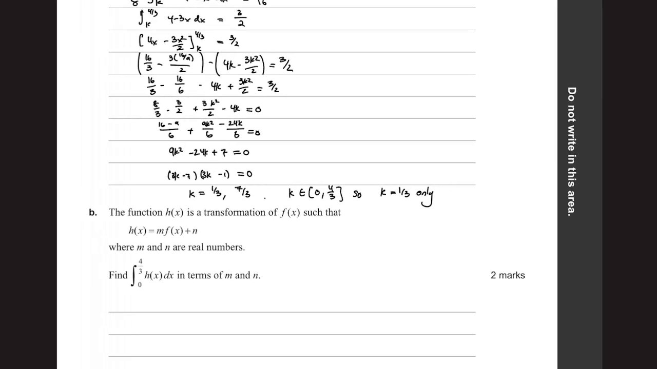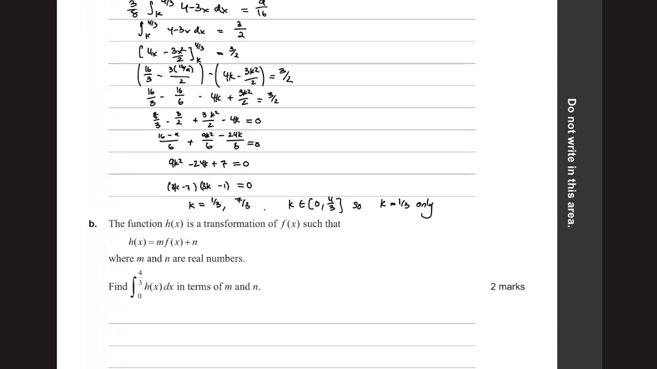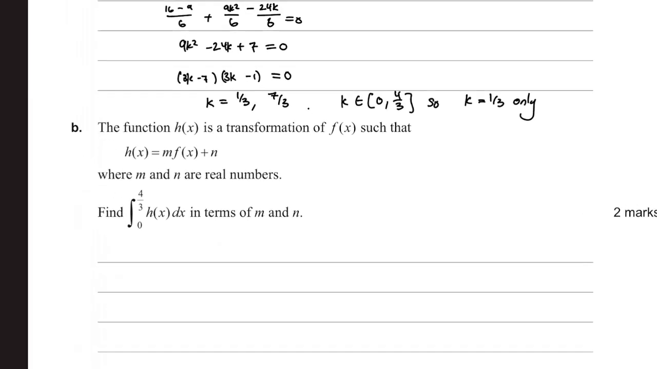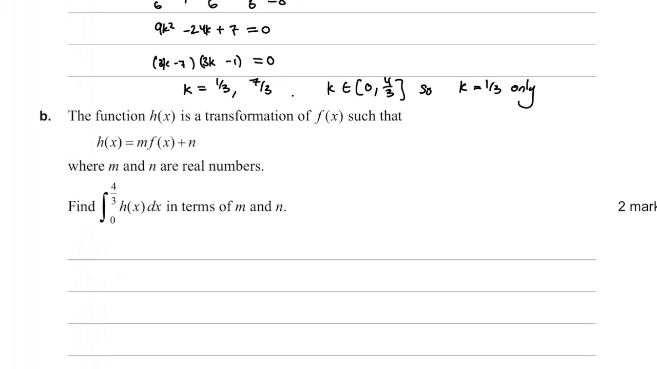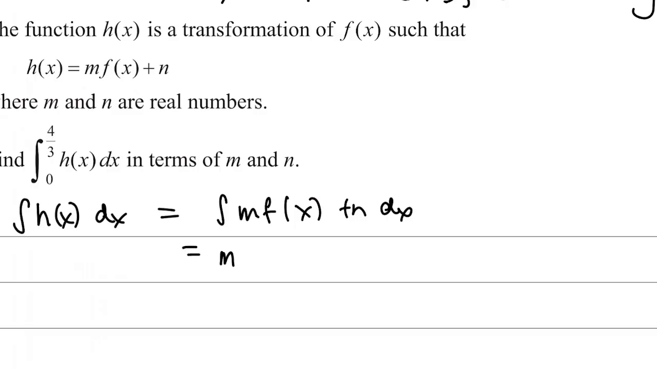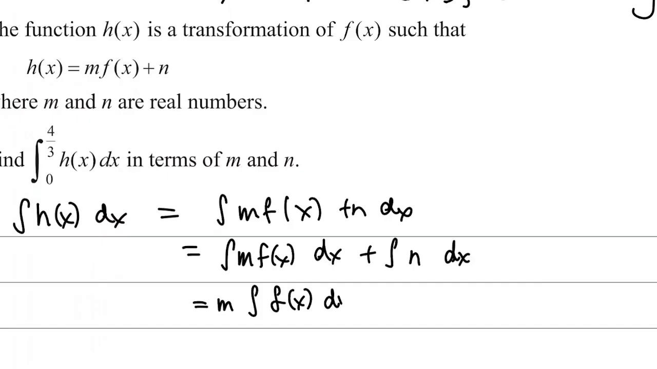Cool. Next, transformation h of x is a transformation of f of x such that that happens. Find that integral. Cool. So I can say that the integral of h of x with respect to x is going to equal the integral of m f of x plus n dx, obviously. I can then just do some splitting up, so I'm going to have integral of m f of x dx plus integral of n with respect to x. So I can take the m out the front as well, because that's a constant. And then integral of n stays there.